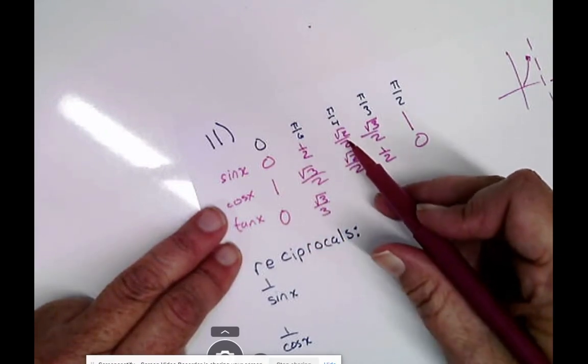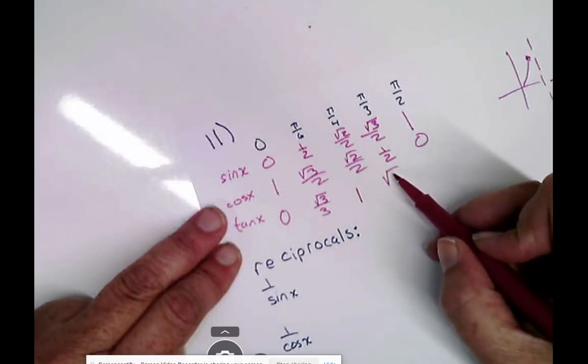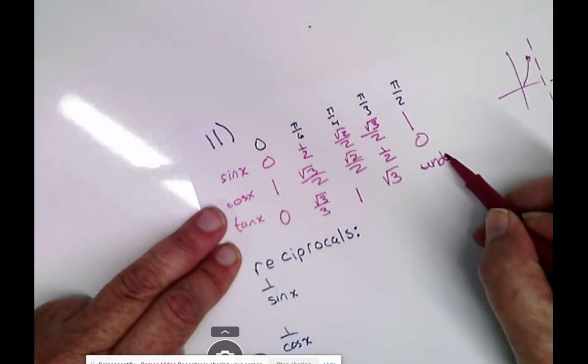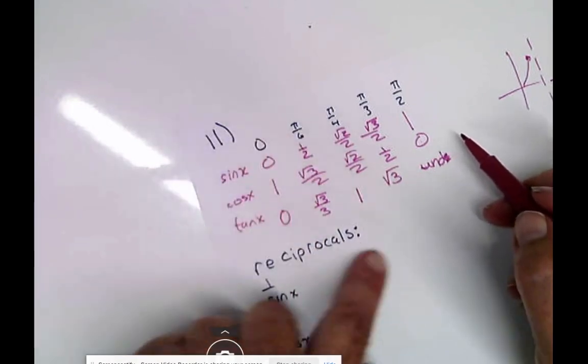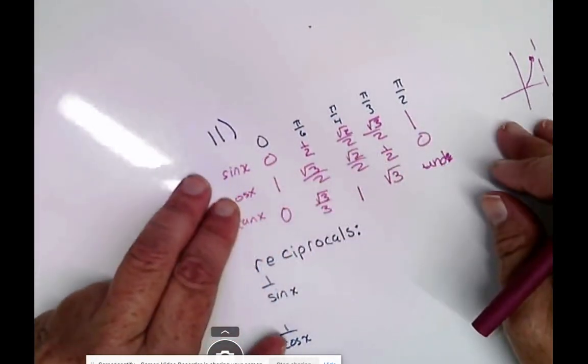Remember, this is sine over cos, so anything divided by itself is 1. And then this one ends up being root 3. And this one ends up being sine over cos, which will be undefined there. So memorize this. Okay? Straight up, you're going to know that.